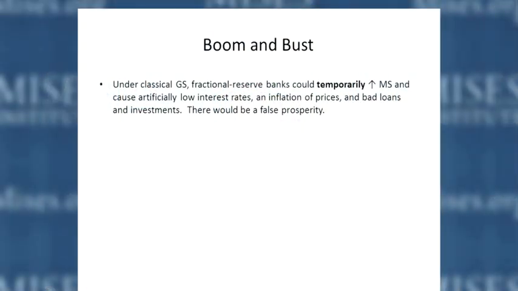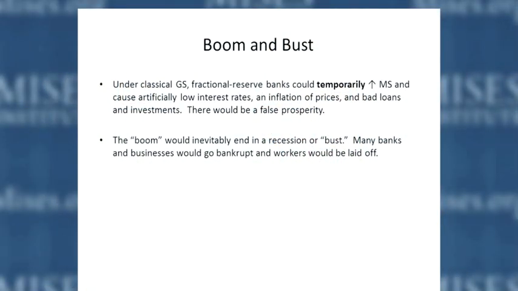So let me just talk about the boom and bust. There were booms and busts during the classical gold standard because there was fractional reserve banking. But fractional reserve banks could only really temporarily increase the money supply, because they would begin to lose gold as prices rose. People began to purchase more imported goods, which were cheaper, and were discouraged from purchasing domestic goods, so gold flowed out of the country. But for a period, as the fractional reserve banks were increasing the money supply, you did get lower interest rates, you got inflation of prices, and you got many bad loans and investments and bad production processes. So you would have periods of false prosperity.